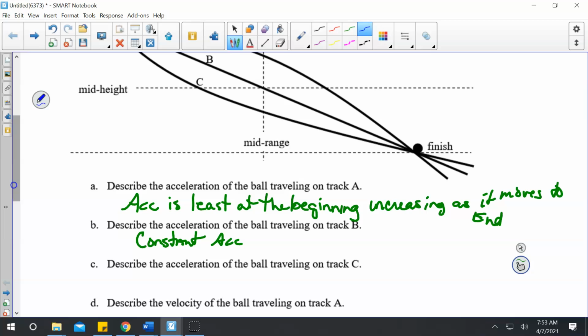On 3, looking at that one, you can see where the track is steeper at first and then it gets less steep, so the acceleration is great for the first part. And then it would be gradually decreasing as it moves. The acceleration would.